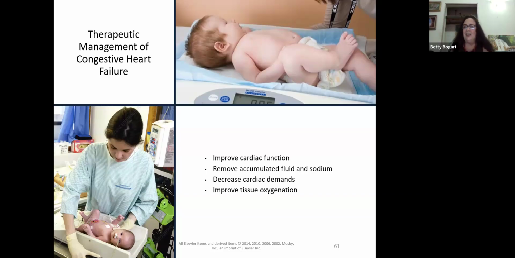Also, increase the calories in their formula. So you can take a 20-calorie formula and make it 30 calories. So you're drinking less fluid. So you're getting more nutrition in less volume and less time, which is helping that child relax and rest.